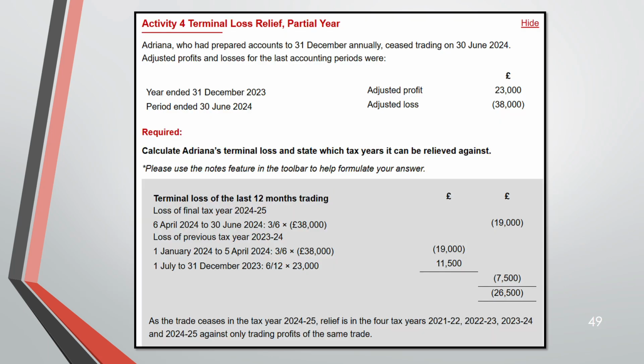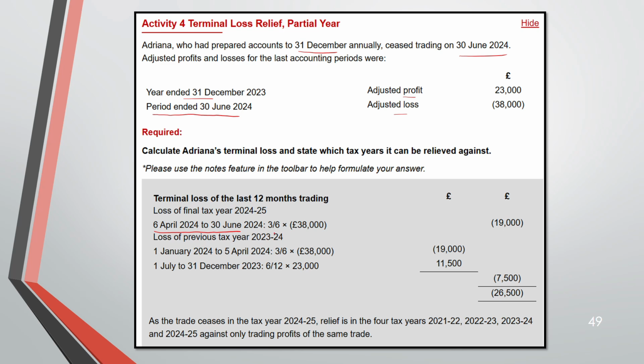Activity 4. So activity 4 has a very good question to understand this, where you are preparing your accounts to 31st December. You cease trading 30th June and you have been given the profit and the loss. This is for year ended, and this is for period ended 30th June 2024. That means 6 months. When are we making losses? The loss of the final tax year, 6th April to 30th June.